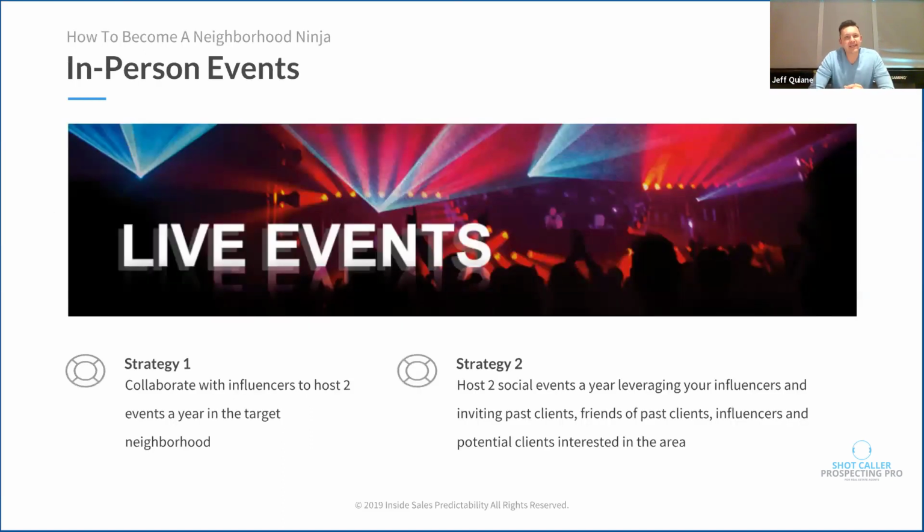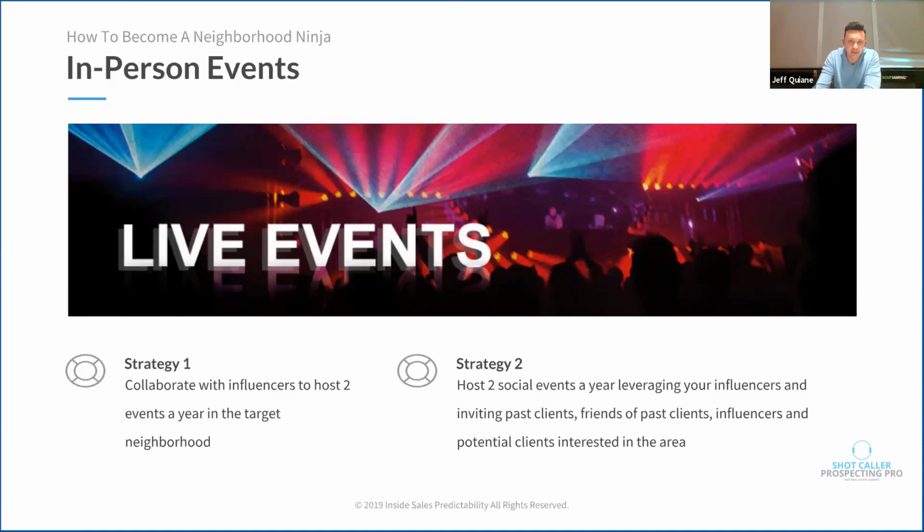The second to last pillar of this Neighborhood Ninja strategy is to consider hosting in-person events. So strategy 1, it's pretty simple, is collaborate with that list of influencers you have to host 2 events a year within the target neighborhood. Just 2 events a year within the target neighborhood. And I would have those events be informative and value-based for the target audience that you're trying to communicate with.